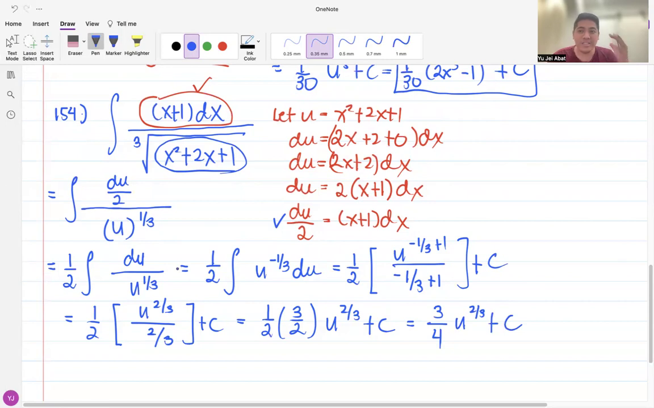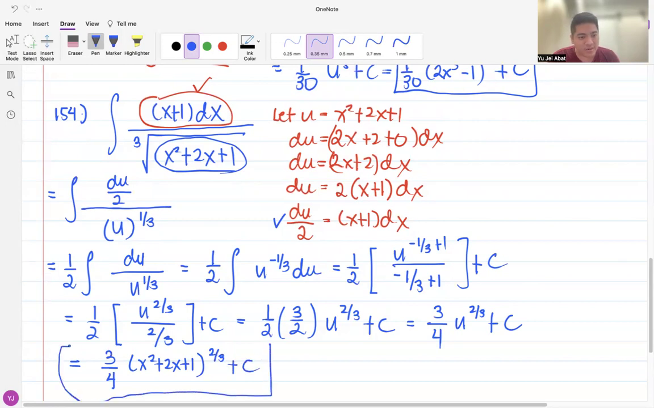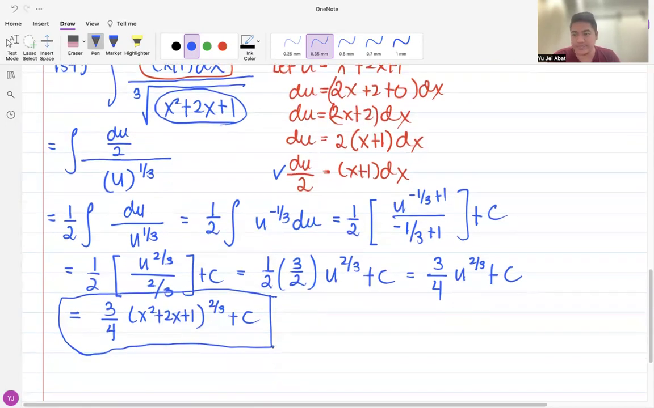Substituting back the original variable from u to x, we now have what? 3/4. What is our u? Our u is x squared plus 2x plus 1, raised to 2/3 plus c. Finally, we now have the answer to this problem, and this is the answer.